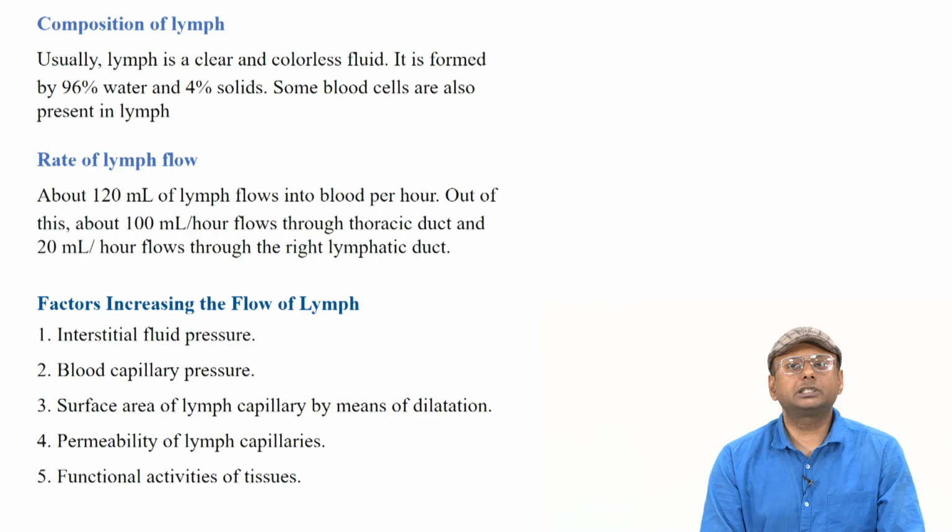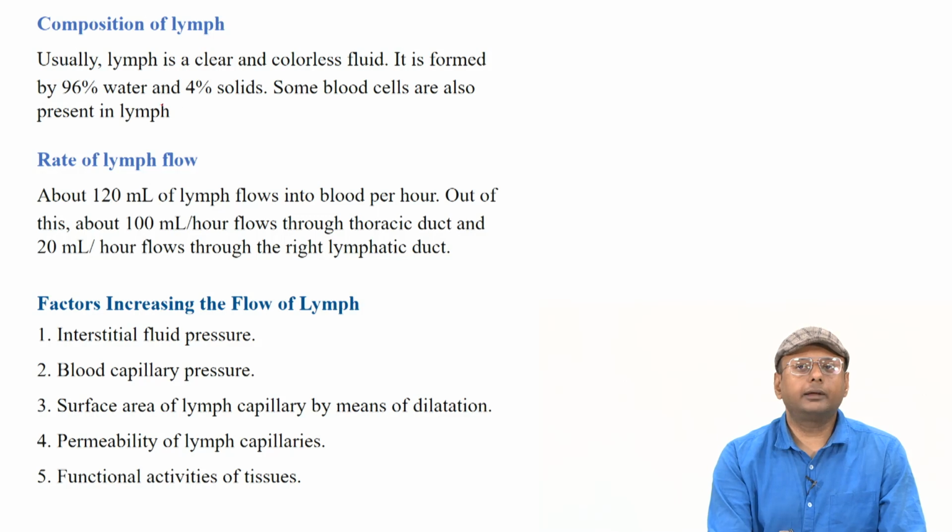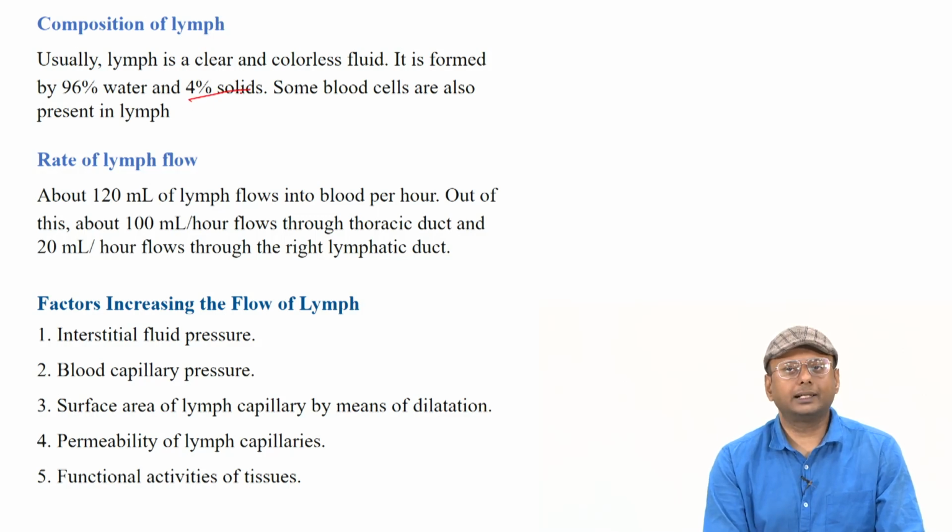So, what is the composition of lymph? You can say lymph is basically a clear and colorless type of fluid, which is formed with almost 96% of water and only like 4% of solid. And sometimes blood cells are also present in the lymph, including immune cells, right.